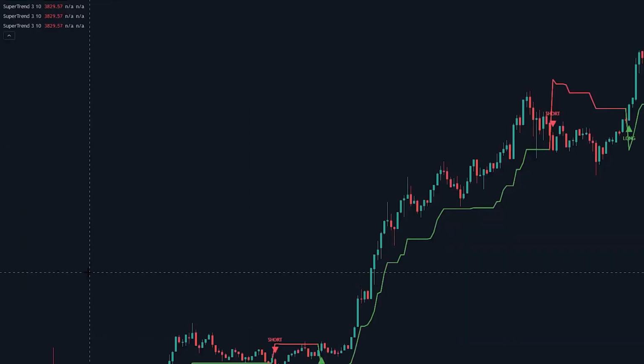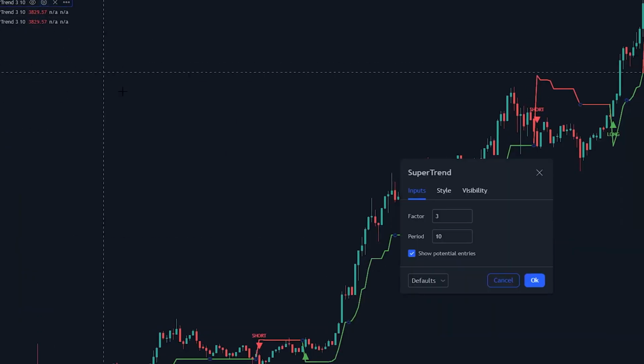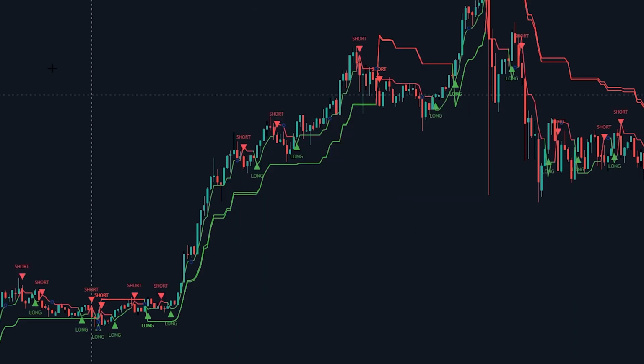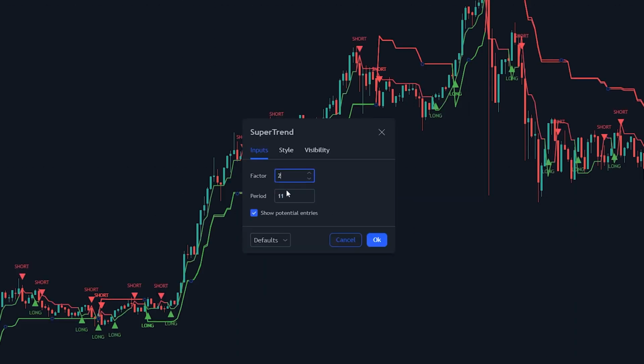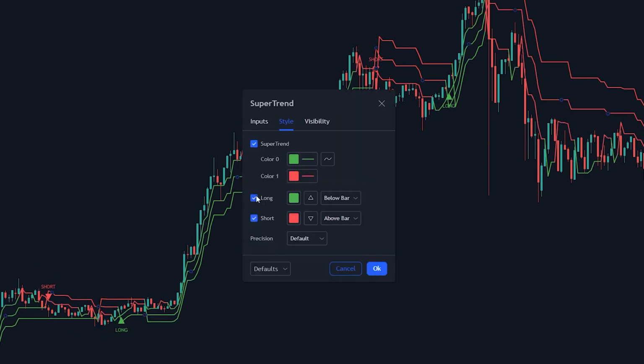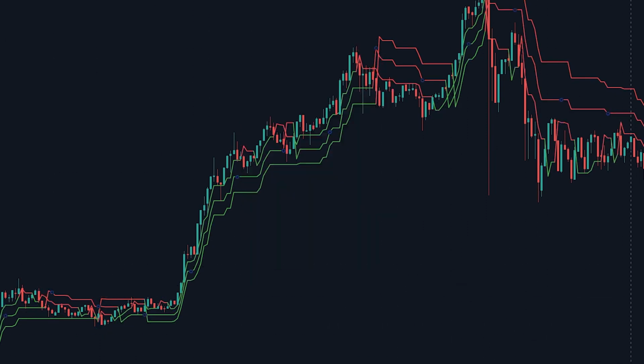Once you have 3 Super Trend indicators added to your chart, you're going to want to change the settings a bit. Go to the inputs tab and change the ATR period to 12 and the ATR multiplier to 3. The next one you're going to set as 10 and then 1. Then the third one you're going to set as 11 then 2. Then go to the style tab and turn off all these long and short icons. So when you're done, your chart should look something like this.